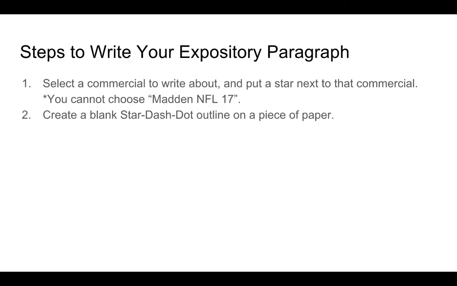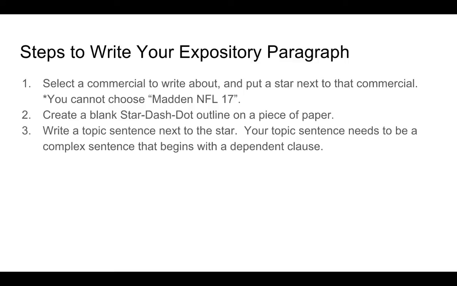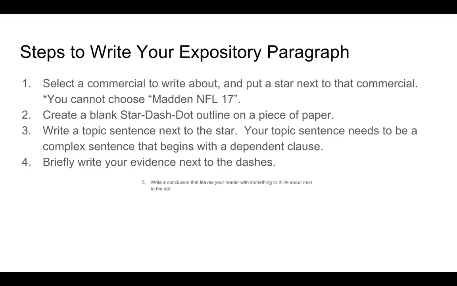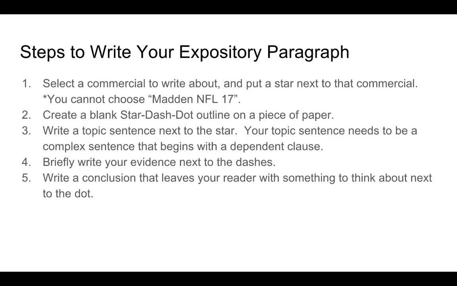2, create a blank star dash dot outline on a piece of paper. 3, write a topic sentence next to the star. Your topic sentence needs to be a complex sentence that begins with a dependent clause. That's a lot of words. I'm going to show you exactly how to do that. 4, briefly write your evidence next to the dashes. 5, write a conclusion that leaves your reader with something to think about next to the dot.